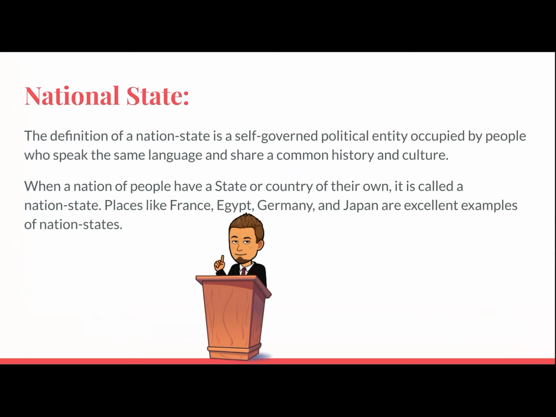A national state. The definition of a nation state is a self-governed political entity occupied by people who speak the same language and share a common history and culture. When a nation of people have a stable country of their own, it is called a nation state. Places like France, Egypt, Germany, and Japan are excellent examples of nation states.